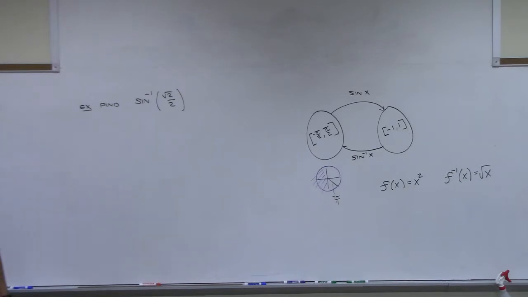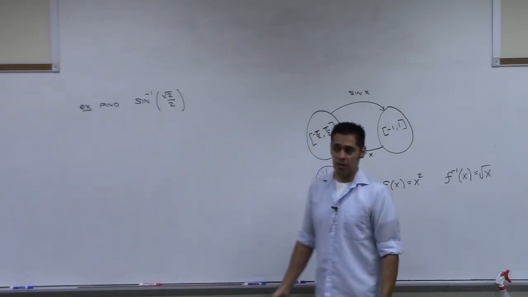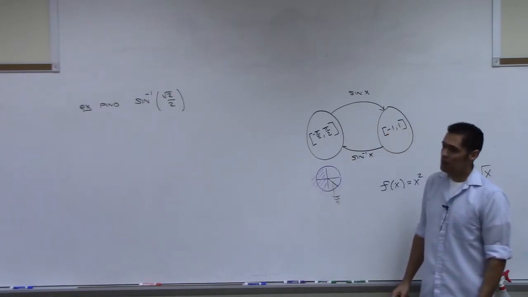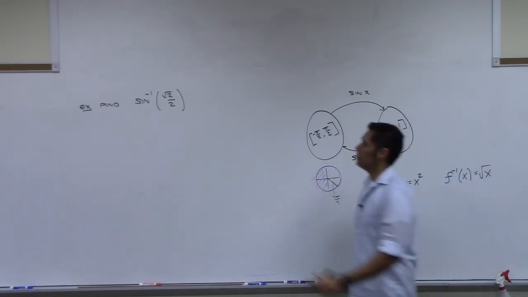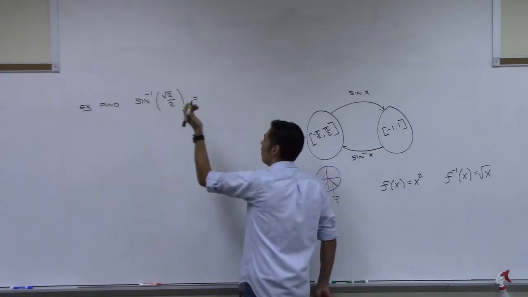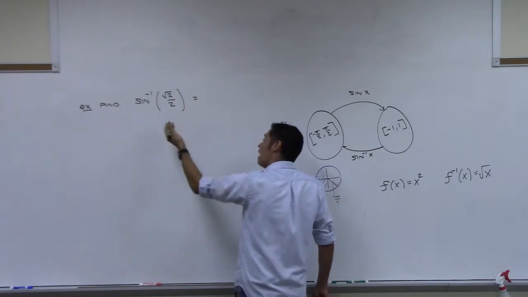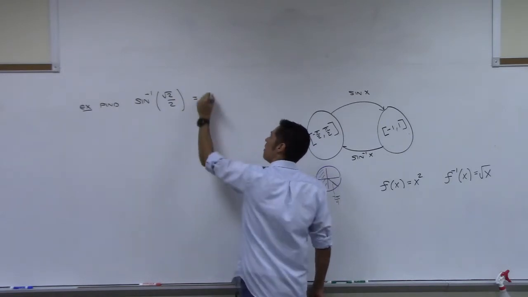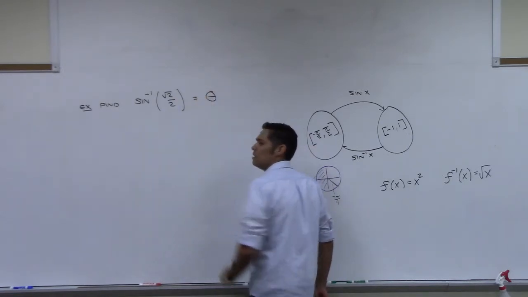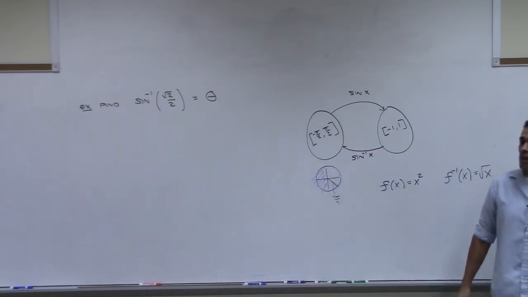Well, there's a lot of different ways that you can approach this, all right? Here's one way that I'm going to approach it. This right here is equal to something, right? Why don't we just call it something? You can call it x, y, theta. It doesn't matter. Let's call it theta. Why should I call it theta? Because I know arcsine should spit out an angle, right? So I'd like to know what theta is.